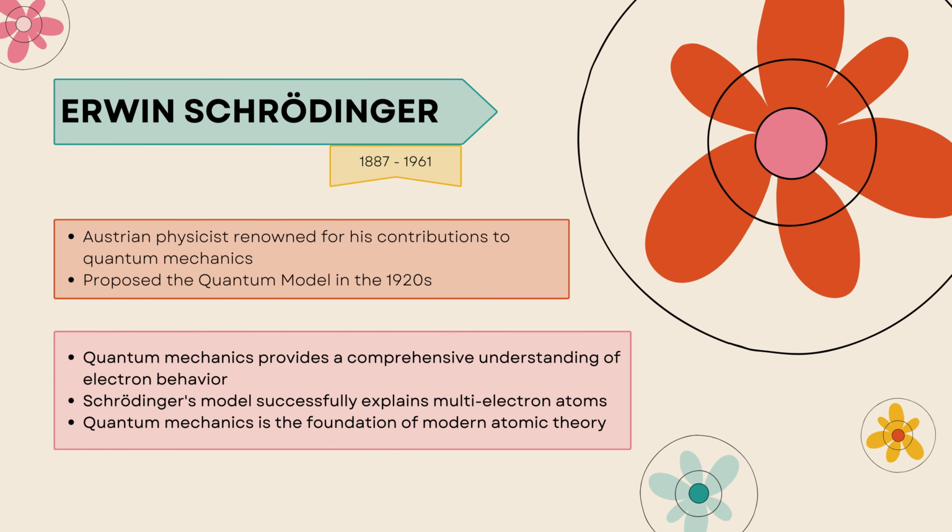Erwin Schrödinger, 1887 to 1961. Austrian physicist renowned for his contributions to quantum mechanics. Proposed the quantum model in the 1920s. Quantum mechanics provides a comprehensive understanding of electron behavior. Schrödinger's model successfully explains multi-electron atoms. Quantum mechanics is the foundation of modern atomic theory.